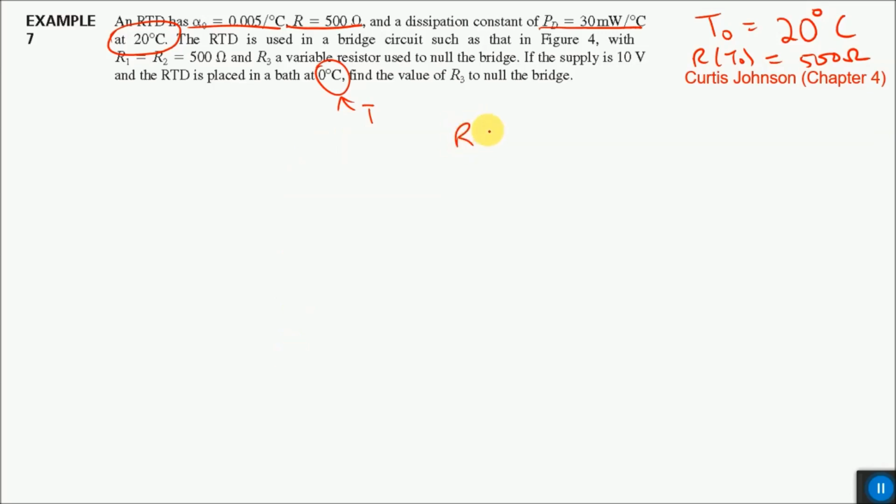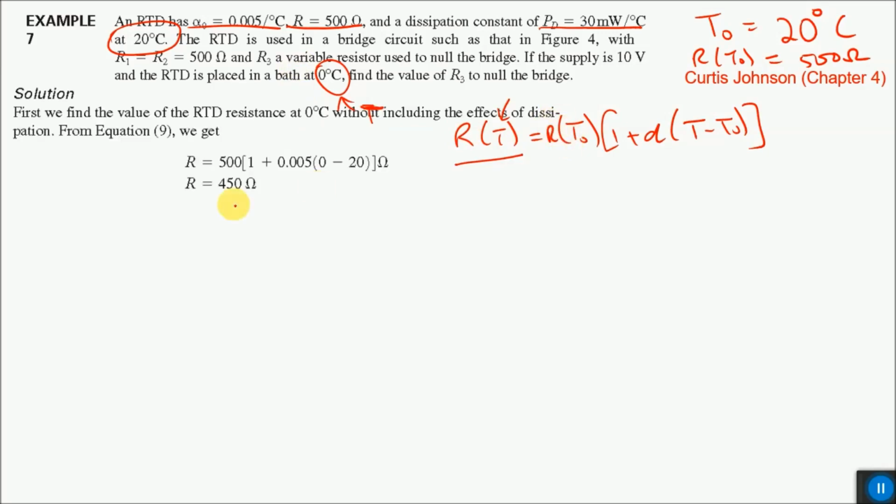So we had the formula RT is equal to RT naught into 1 plus alpha into T minus T naught. So let's start with this formula. Let's find out the value of R at temperature T, where T is 0 degrees Celsius. So RT naught is 500, alpha is 0.005, T is 0 and T naught is 20. So R comes out to be 450 ohms.